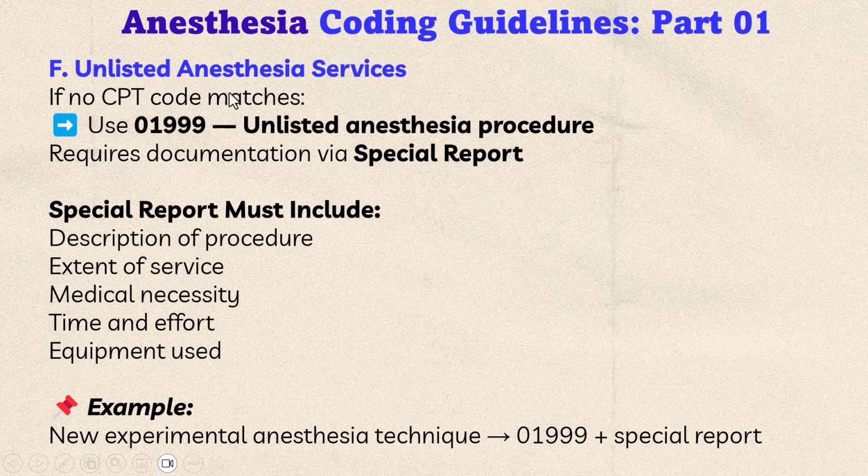Unlisted anesthesia services. If a procedure doesn't have a CPT code, you use the unlisted anesthesia code. The unlisted anesthesia code is 01999. But you must include a special report explaining the extent of service, medical necessity, time and effort, and equipment used. For example, a new experimental anesthesia technique: here you have to use the unlisted anesthesia code plus the special report.